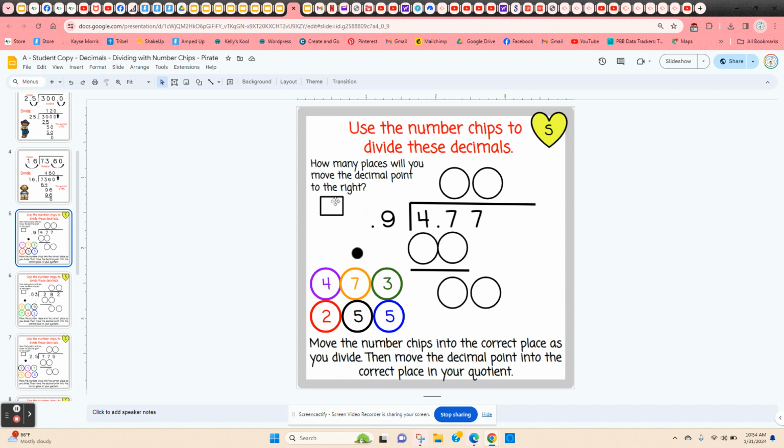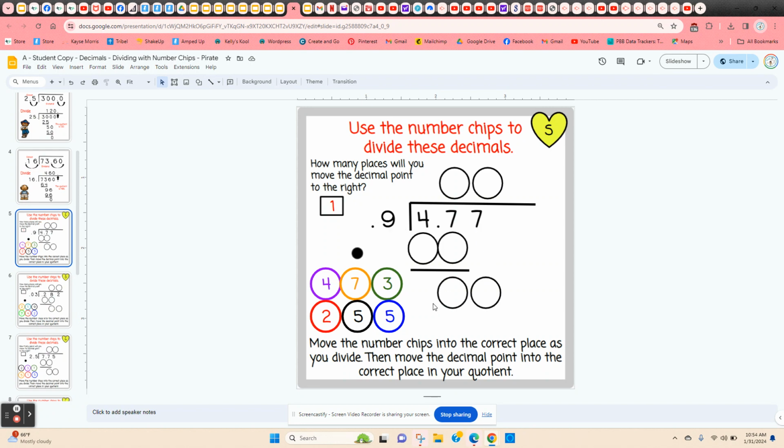So the first thing it asks them to do is to type in the number of places they have to move the decimal point to the right. And here they just type in 1. That's going to help them at the end of the problem when they have to place this decimal point into their quotient. So here we're just going to divide.